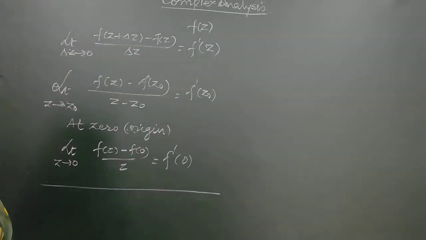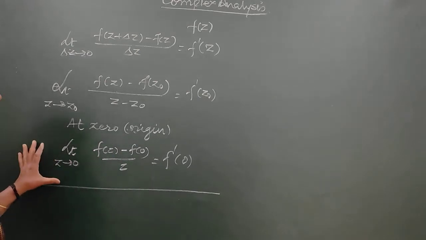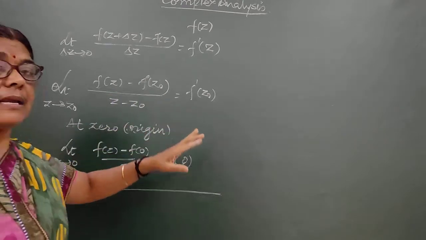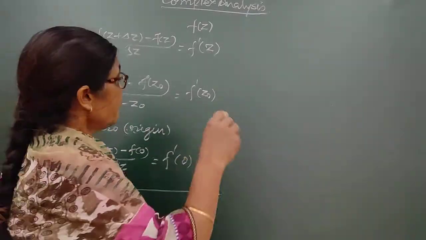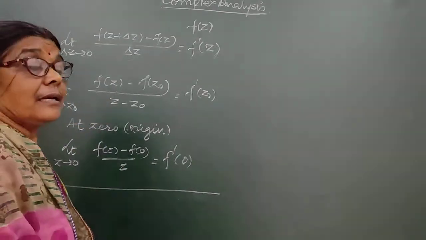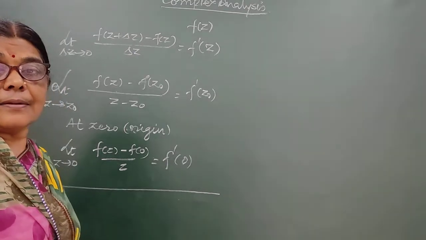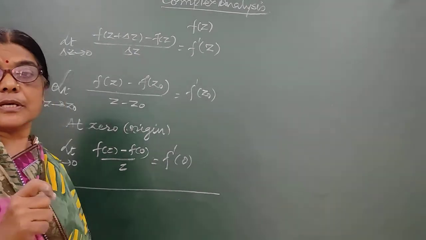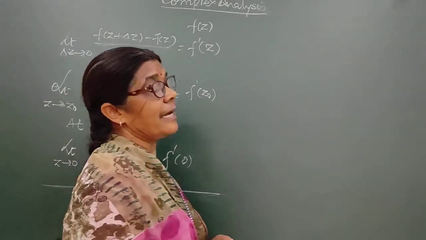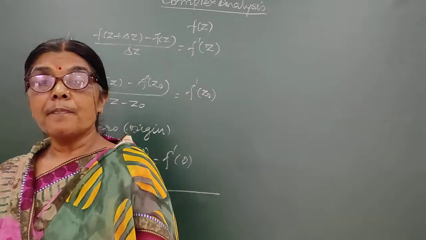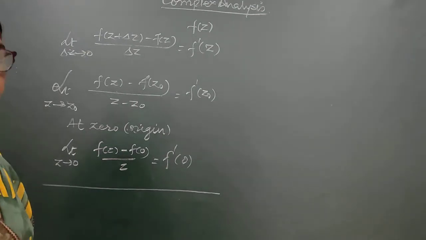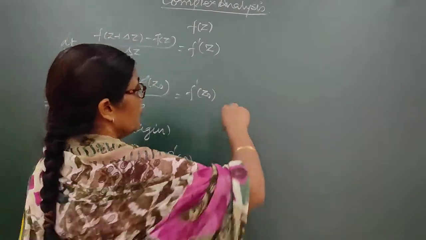Now, a necessary condition for a function to be differentiable is continuity. If function f(z) is defined and single valued in a domain D, then continuity is a necessary but not sufficient condition. It means the function must be a continuous function, but it is not necessary that it is differentiable also. But if the function is differentiable, then necessarily the function is a continuous function. This can be easily proved.